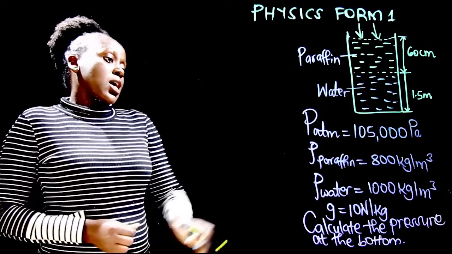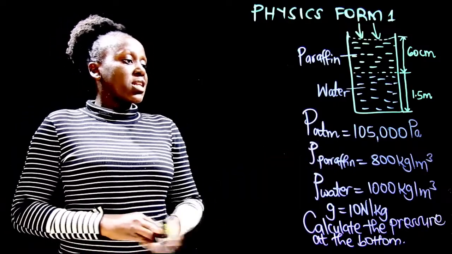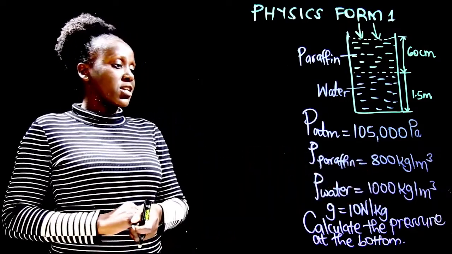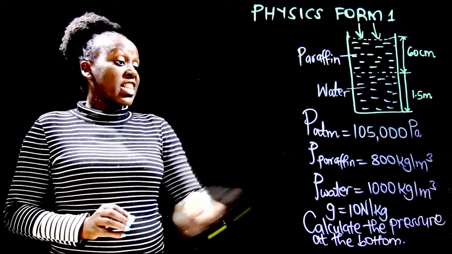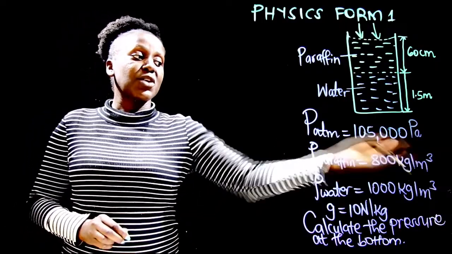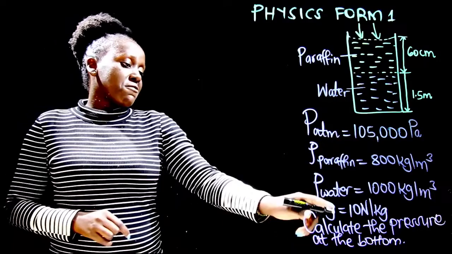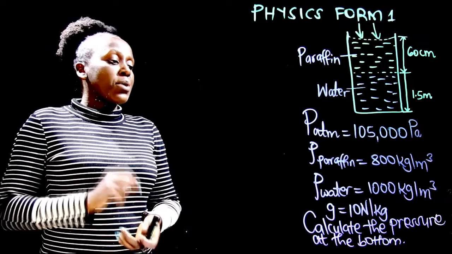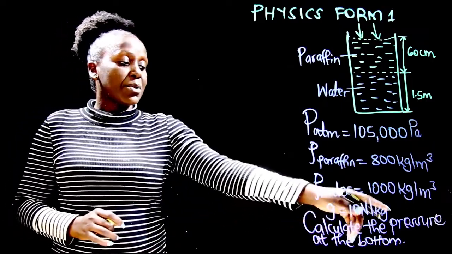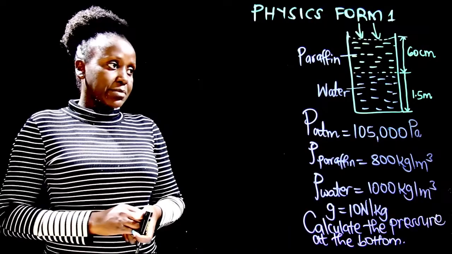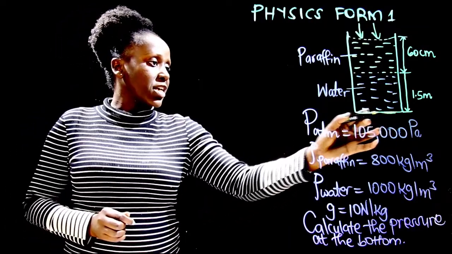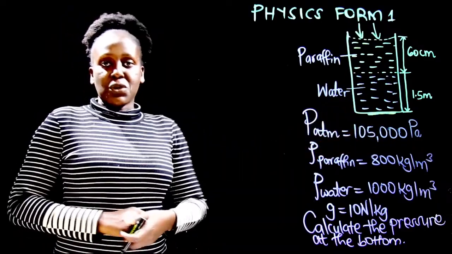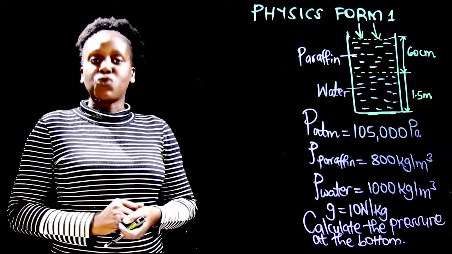Now, the density of paraffin is given as 800 kilograms per meters cubed, and the density of water is 1000 kilograms per meters cubed. The value of the gravitational force on Earth is 10 newtons per kilogram, and now we are required to calculate the pressure at the bottom of this container. So this is the bottom of the container. So it is important to ask yourself, the pressure at the bottom is as a result of what?